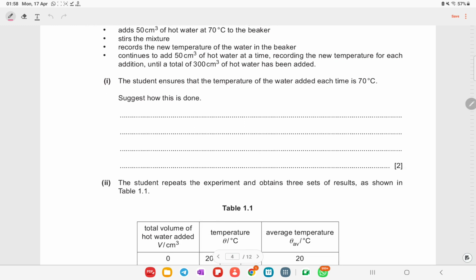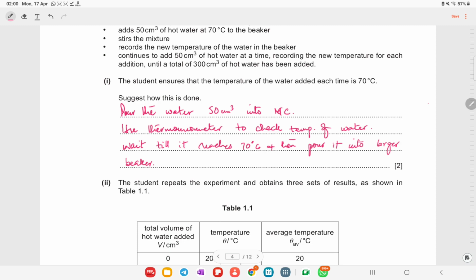The student ensures that the temperature of the water added each time is 70 degrees Celsius. Suggest how this is done. So first of all, you are going to pour 50 cm³ of water into a measuring cylinder, and then you have to use a thermometer to check the temperature of the water, and wait till it reaches 70 degrees Celsius and then pour it into the larger beaker. This is how you have to do it. Okay, moving to the next question.